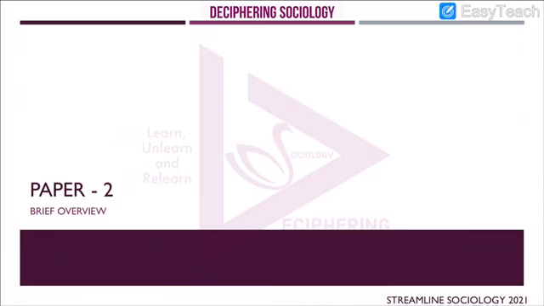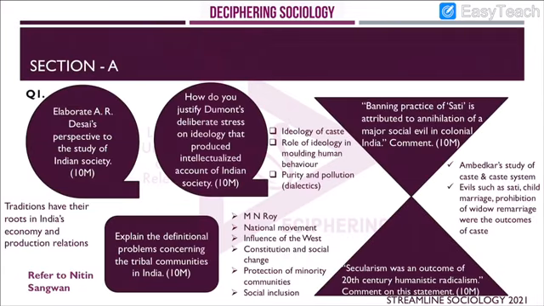So now we will move on to paper 2. Here, the question on A.R. Desai, you can find it in B.K. Nagla. It was a straightforward question. And here we had to write about how traditions have their roots in India's economy and production relations.